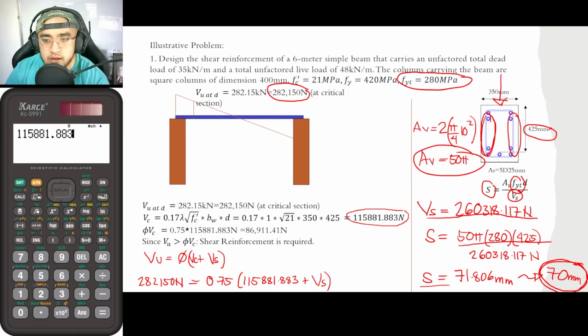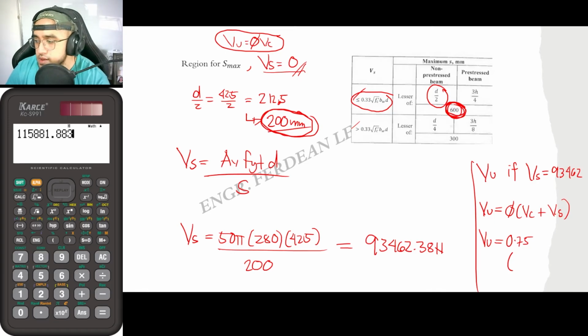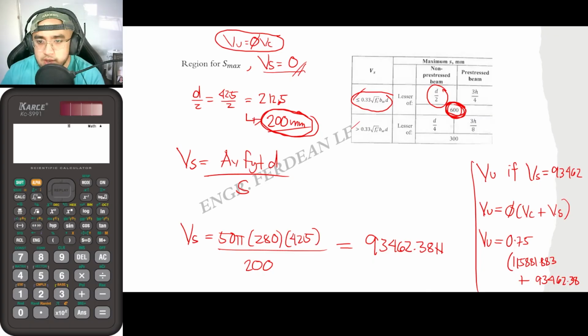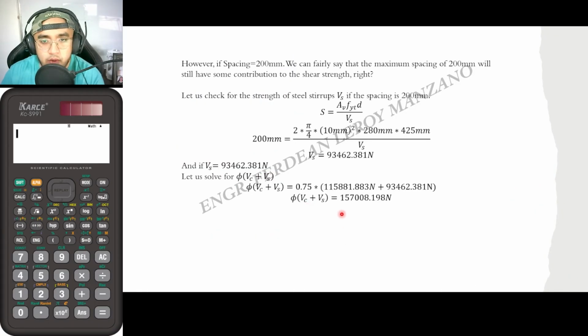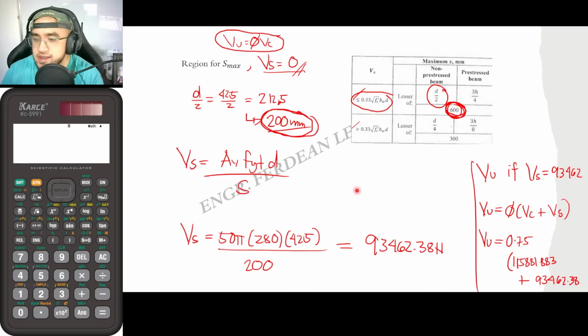Okay. So from that is now equal to 115,881.883. So 115,881.883 plus VS, that is 93,462.38 newtons. Okay, so with that, guys, the answer is actually equal to 157,008.198. So let me wrap up this slide right here.